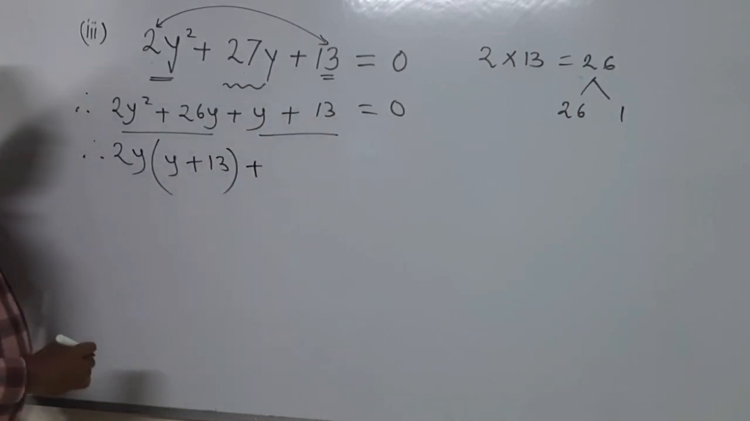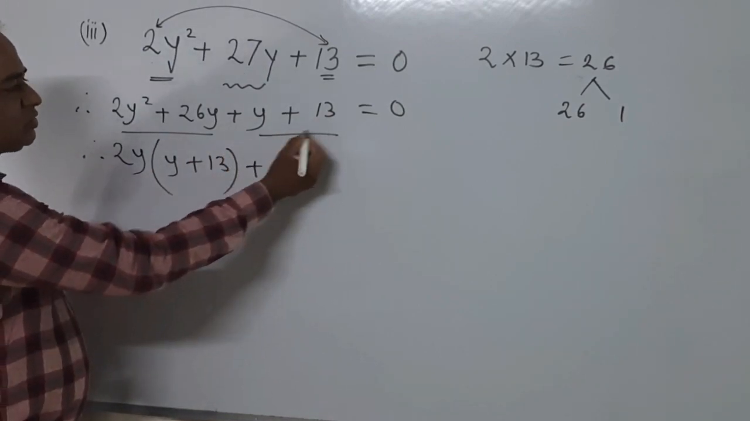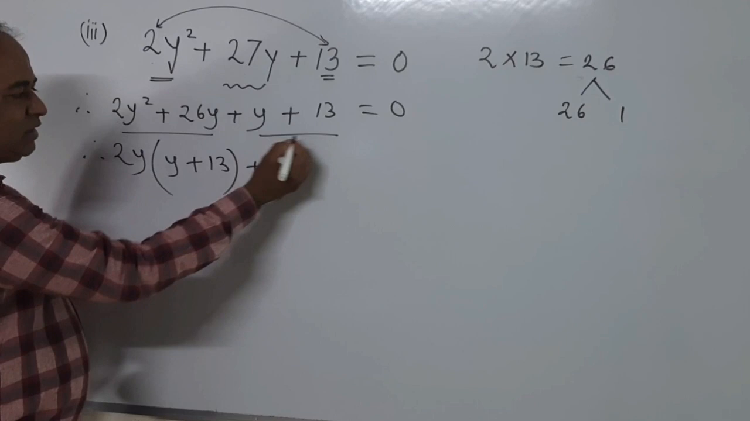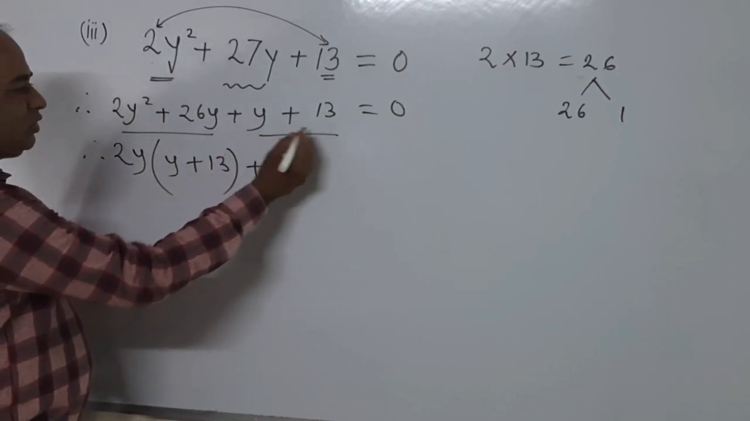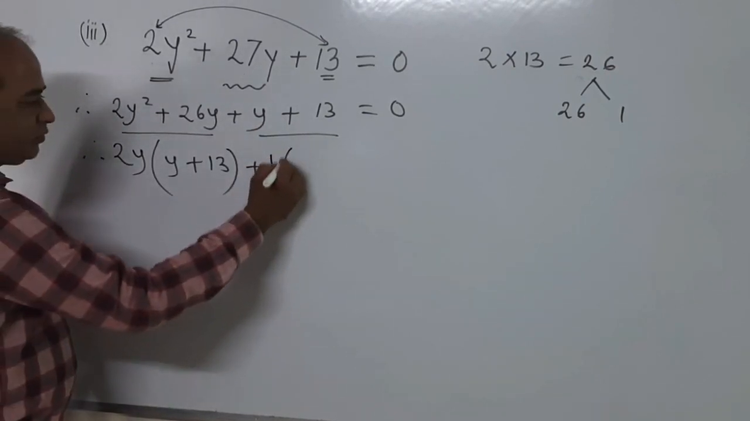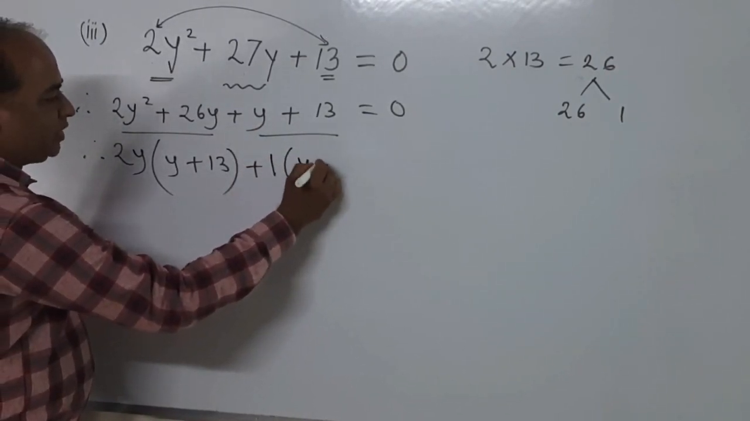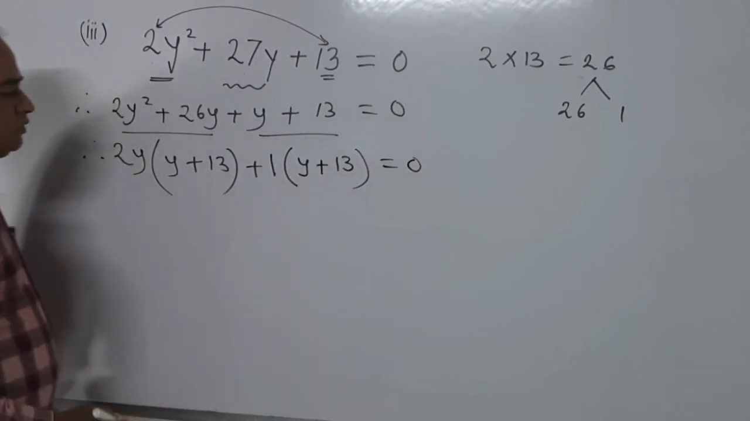Plus, now here y plus 13. What is common here? Nothing. Whenever there is nothing, it means 1 is hidden here. 1 is always hidden. So 1 is common in these two terms. 1 common, y plus 13 in the bracket is equal to 0.